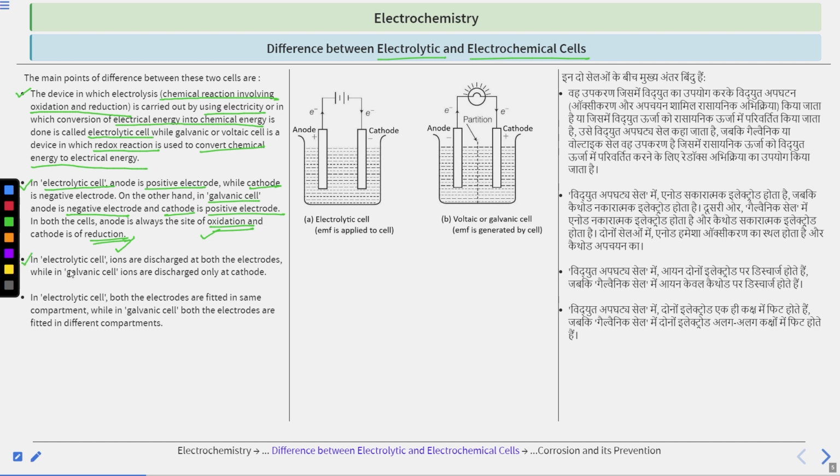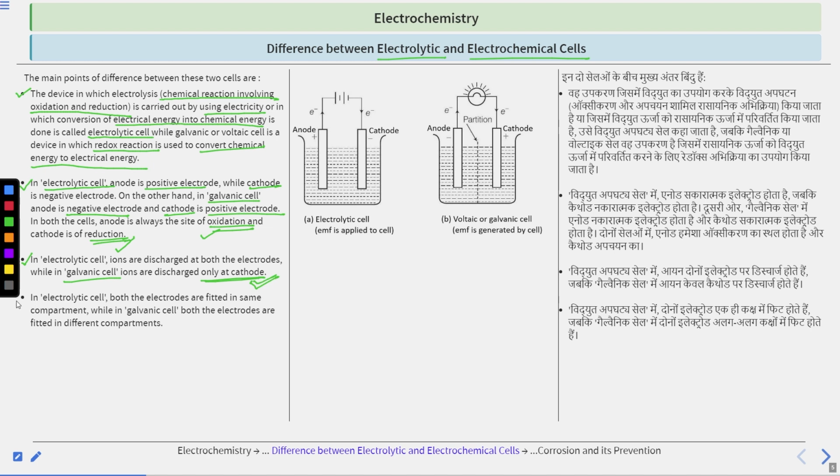Next point, in an electrolytic cell ions are discharged at both the electrodes, while in a galvanic cell ions are discharged only at the cathode. So in the electrolytic cell ions are discharged at both electrodes, that means on the anode and on the cathode, but in the galvanic cell ions are discharged only at the cathode.